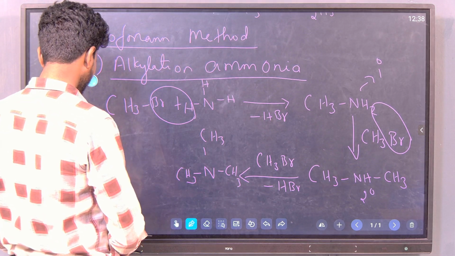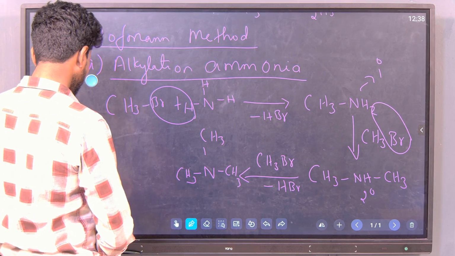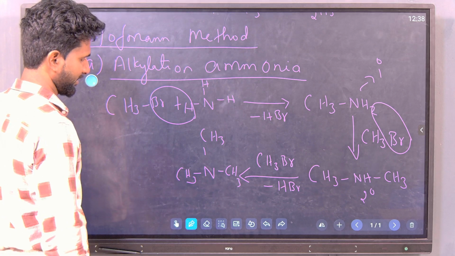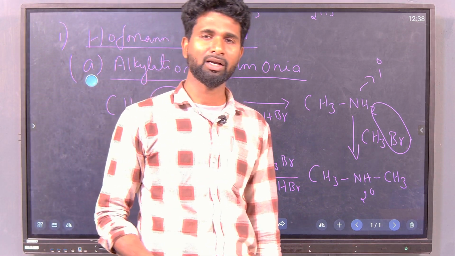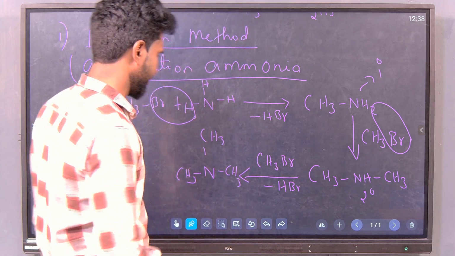Next one is alcoholysis of ammonia. We take one alcohol and add ammonia. This process is called alcoholysis. We have to see.